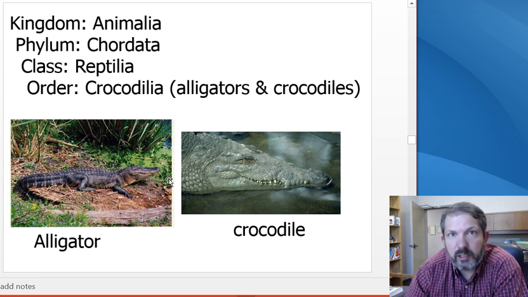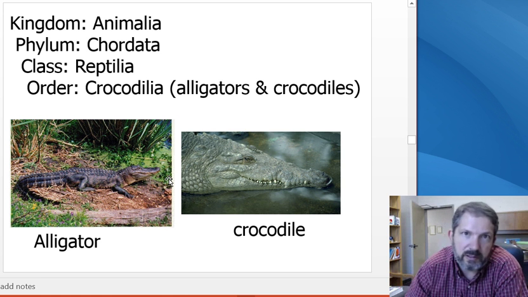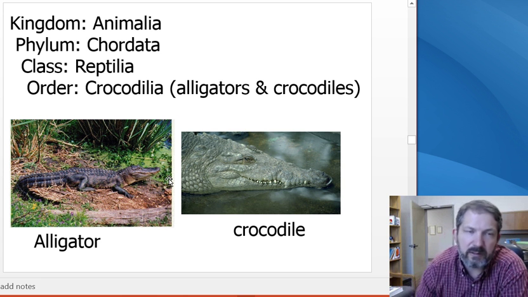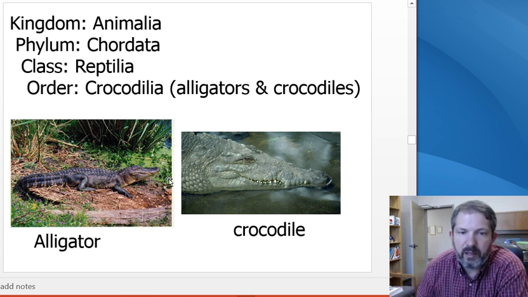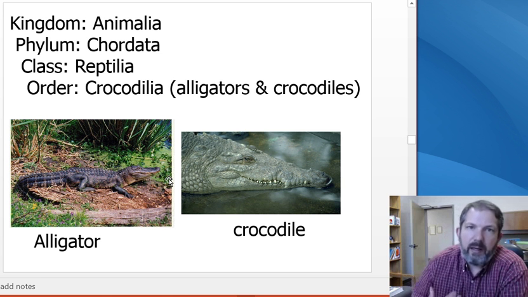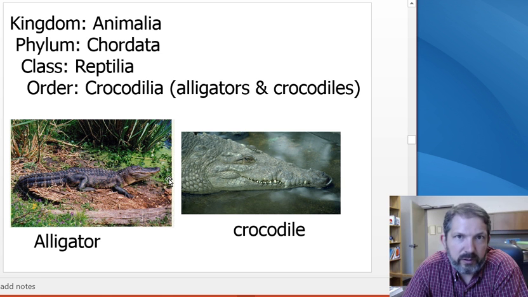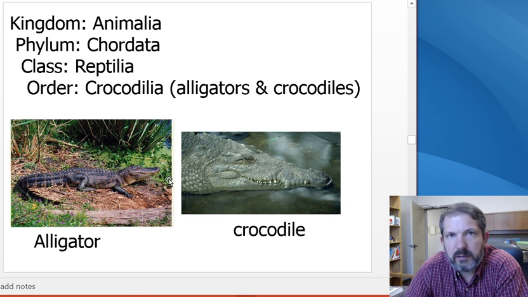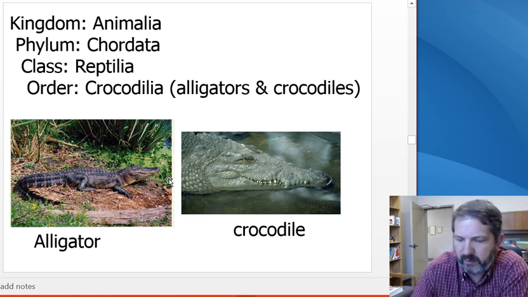Okay, crocodiles, or Crocodilia, includes alligators and crocodiles. This is not a very diverse group, but it's a very ancient group, and so most of the species are extinct, and we have a handful of species that are still alive today. And these guys are interesting. They show parental care. They build a nest, and they watch over their eggs, and they talk to their babies while they're hatching, and they care for them a little while after they've hatched.